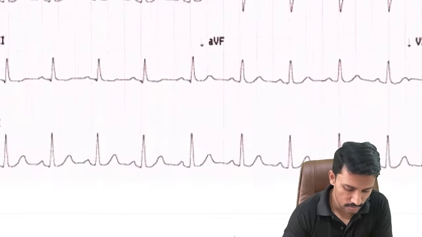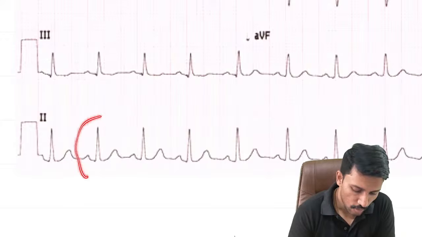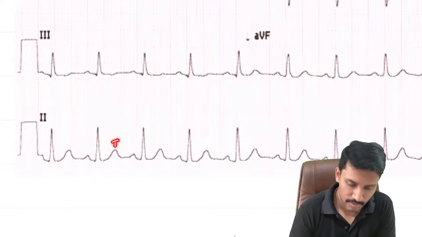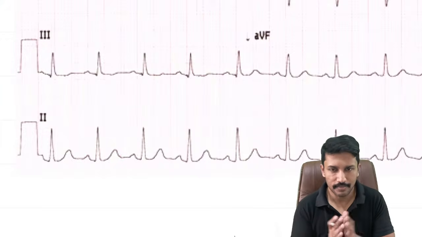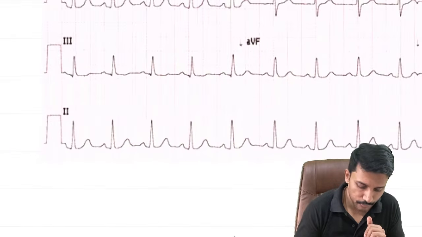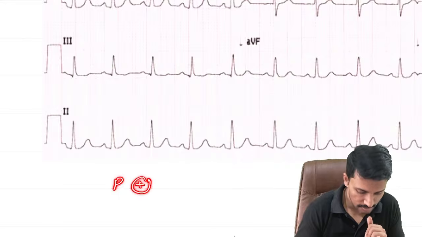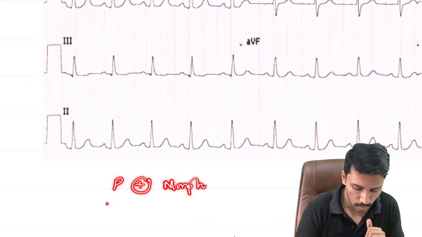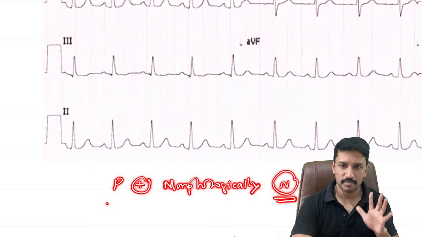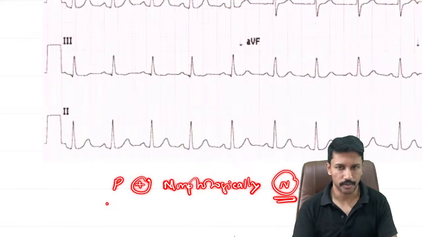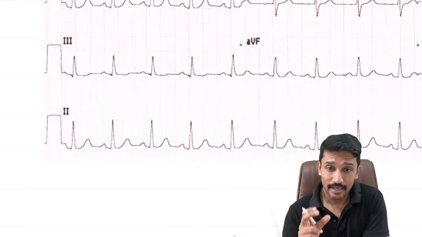Okay, so in AVR there appears to be a negative P wave, but P waves are present and identified, because if I catch hold of any complex, one wave I will label it as T, and do I find another wave to be labeled as P? Yes, it is there. So that means P waves are present, right? Okay, so in this ECG, P waves are present. They are upright in most leads, so they are morphologically normal. So what does that mean? The pacemaker is SA node.